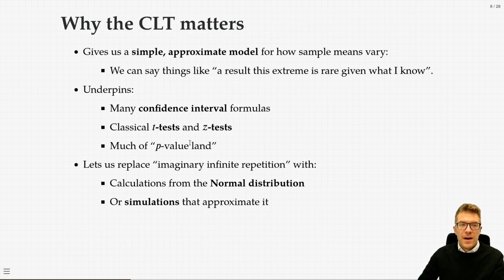Why does this matter? This gives us a simple approximate model of how the sample means will vary. So this is going to get to the next big part of this lecture. We have a bunch of samples, and we imagine taking a sample in the future, and we imagine taking a mean in that sample in the future. And we're also going to see a particular result, and we want to see whether or not this result will be extreme, or rare, given what I already know.